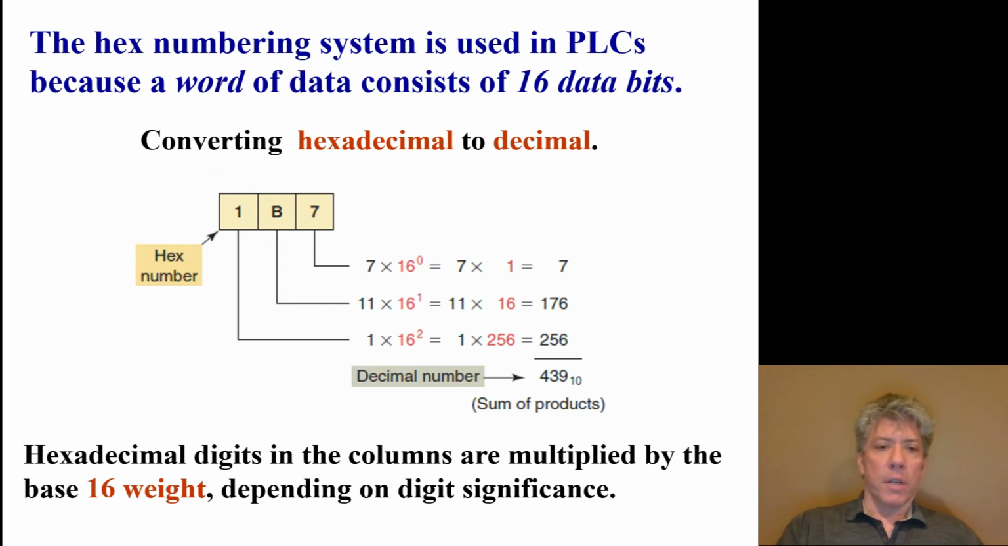So in this particular number, 1B7, we have 7 ones. We have B 16s, so you've got to go back and figure out if we want to go to decimal, what is B? Well, it's actually 11. A is 10, B is 11 in decimal. So we're going to do our math in base 10. So that's 11 16s, which is 176, and we have 1 16 squared, or 1 256. So we have 7 plus 176 plus 256 is 439 in base 10.